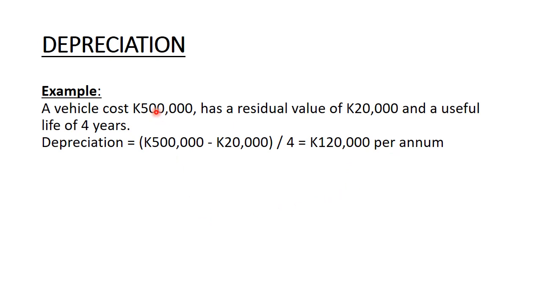Meaning that if you buy it at 500,000, after 1 year it will lose this value. It will become 380,000. After another year it will lose this value again, so from that 380 you have to subtract 120. So each year it will be losing a value of 120,000.